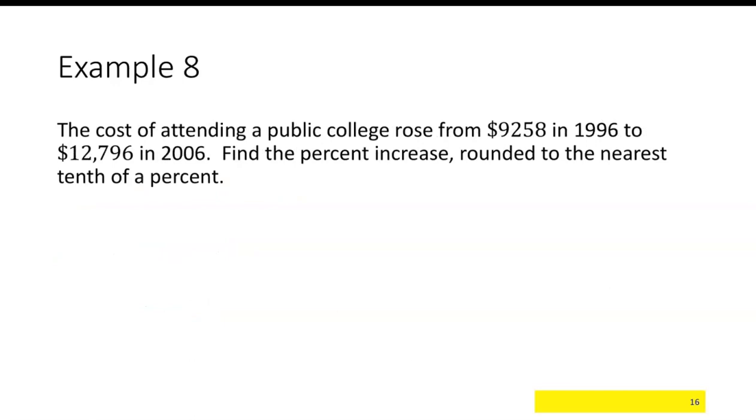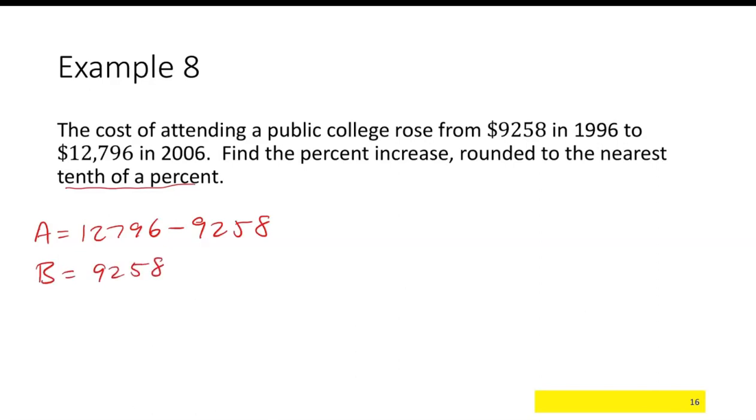All right. And finally, example 8. The cost of attending a public college rose from $9,258 in 1996 to $12,796 in 2006. Find the percent increase rounded to the nearest tenth of a percent. So in this case, keep in mind 1/10 of a percent. But first we want the amount of increase. It went from 9,258 to 12,796, so this should be a subtraction problem. The original amount is that 9,258.